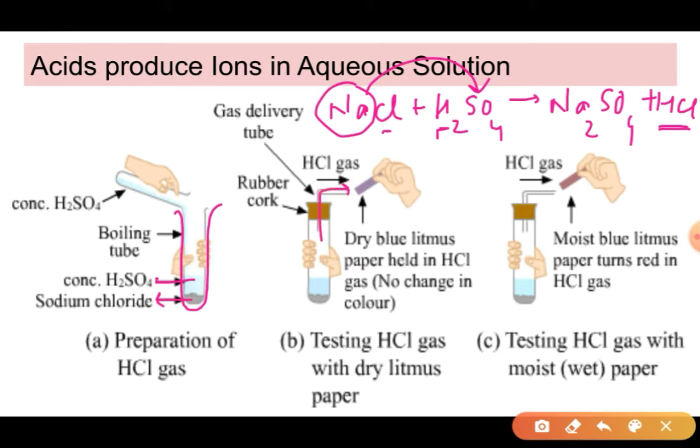Now to the mouth of this delivery tube, we have taken a dry blue litmus paper. But we have seen that this blue litmus paper is not turning red. Although this HCl is an acidic gas, still this paper is not turning into red color. Why is this so?